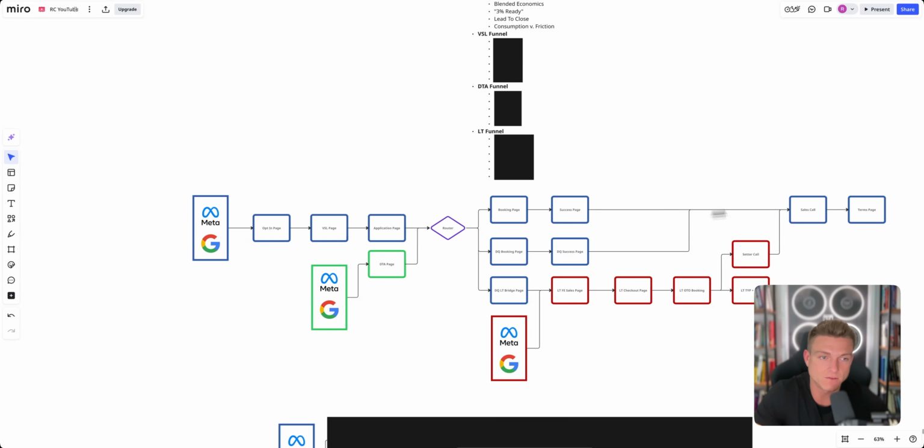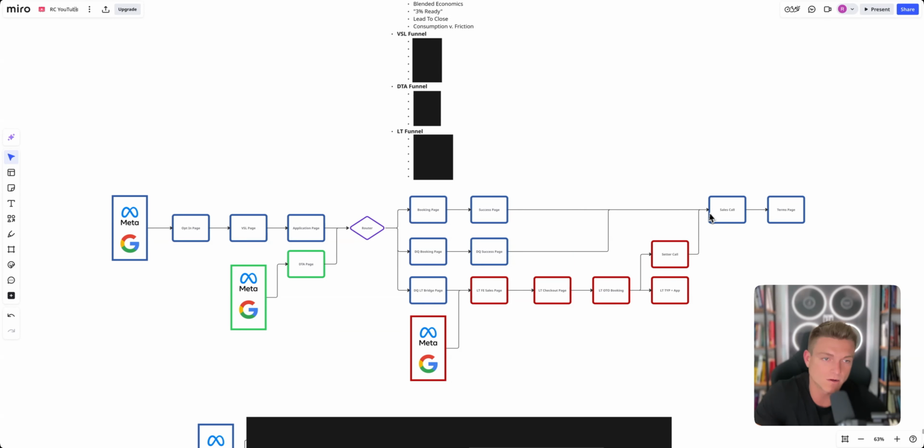So this is our main VSL funnel. So opt-in page to a VSL, VSL to an application. Application comes through a router based on quality. That'll send them to a booking page or a DQ, basically the same. Then they'll go to a thank you page where they then will get on a call and close.